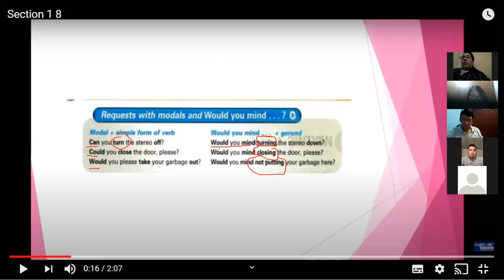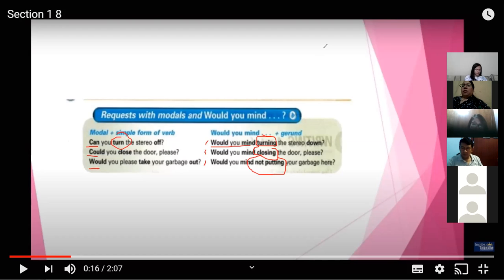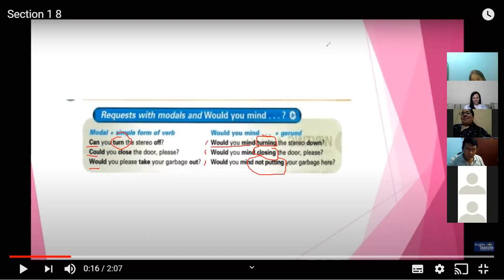Would you mind closing the door, please? Would you mind not putting your garbage here? That's not the right intonation. It would be better to say, would you mind not putting your garbage here? Go ahead. Would you mind not putting the papers here? Right. That sounded good. I liked it. It was great.